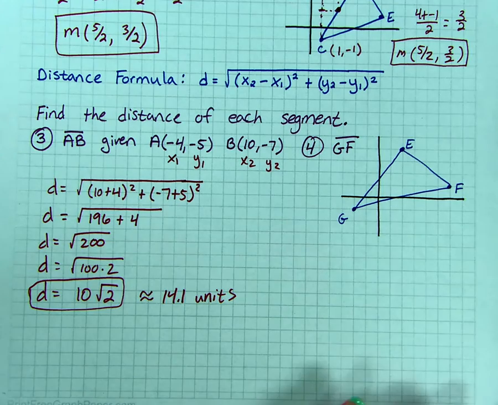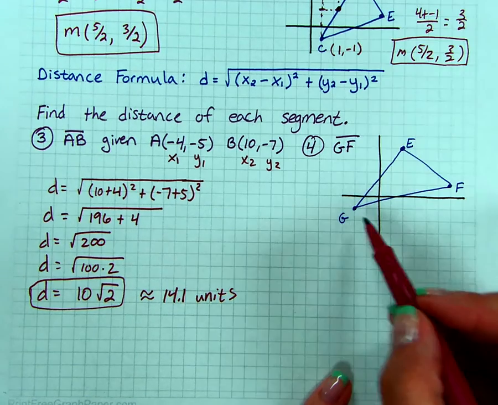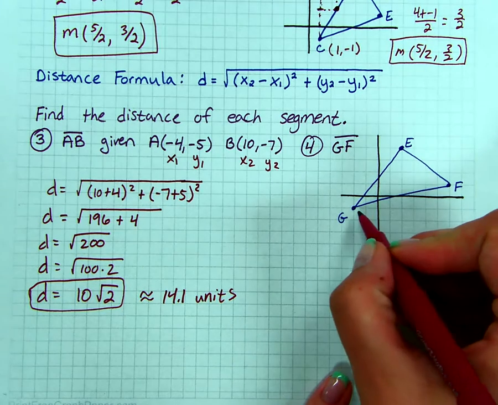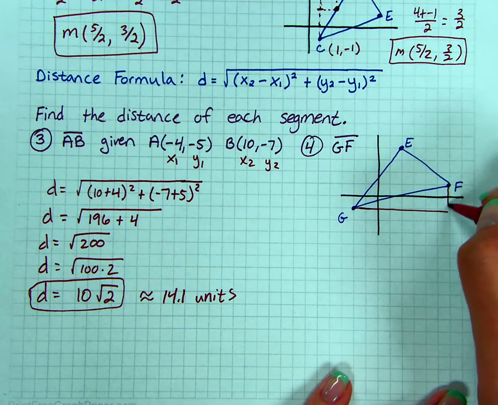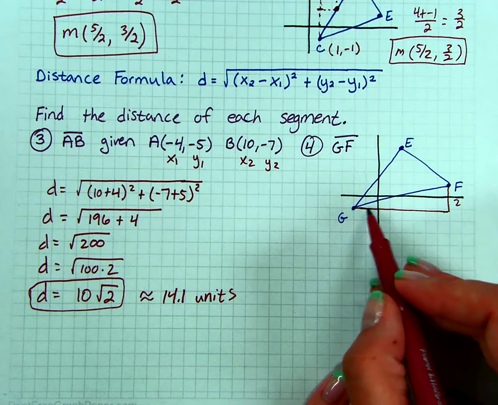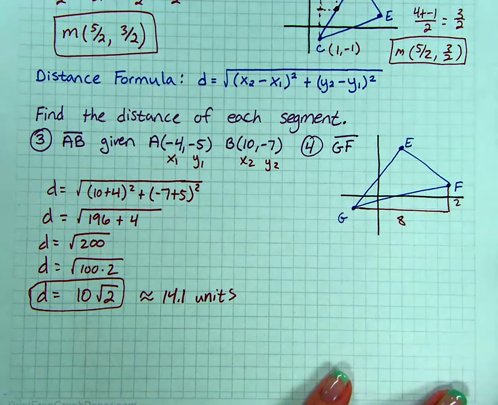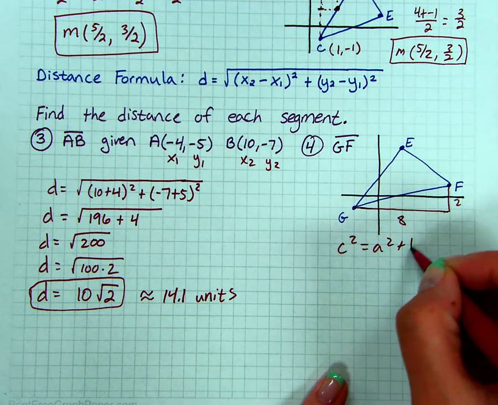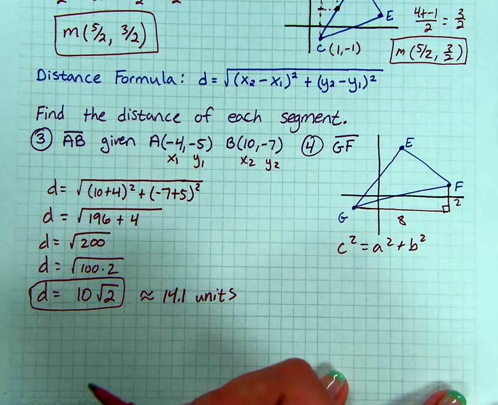All right, the next problem, we are given a picture. We're supposed to find the distance between GF, so that's from here to here. For this one, we could create our own right triangle here and use the Pythagorean Theorem. I would count this space, so that's 2 units. And we have 1, 2, 3, 4, 5, 6, 7, 8, so 8 units. Remember, in the Pythagorean Theorem, we have c squared equals a squared plus b squared, and c squared is the hypotenuse. Here's the right angle, so GF is the hypotenuse, that's our c squared.